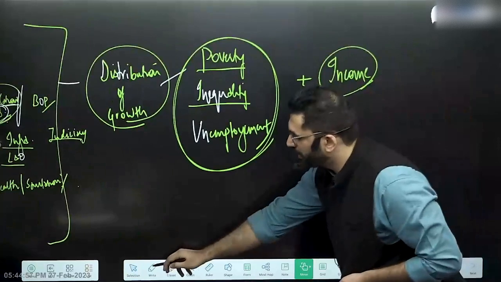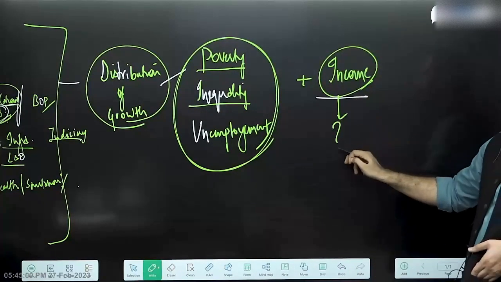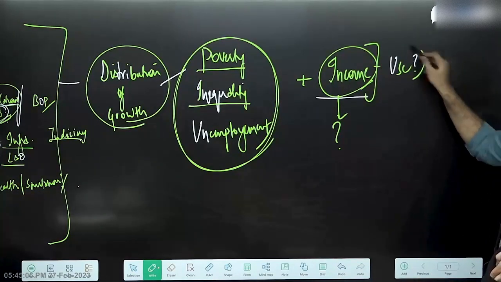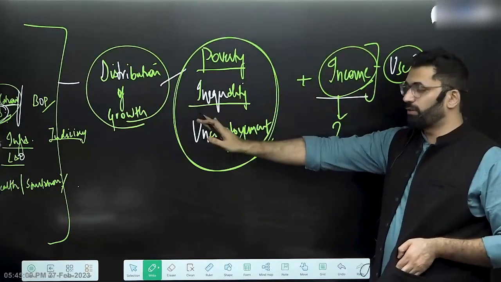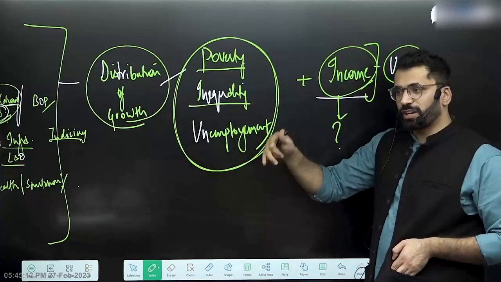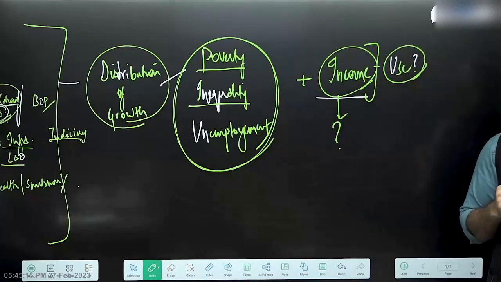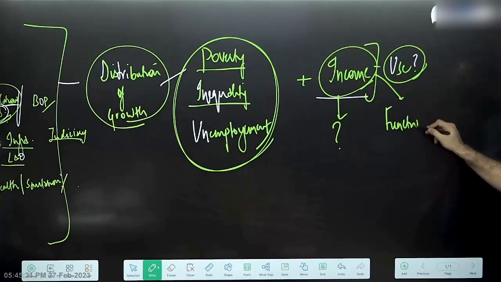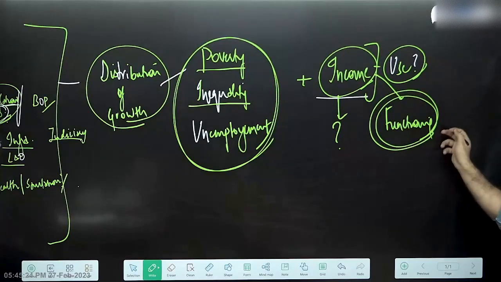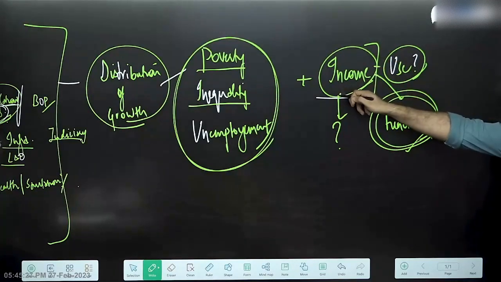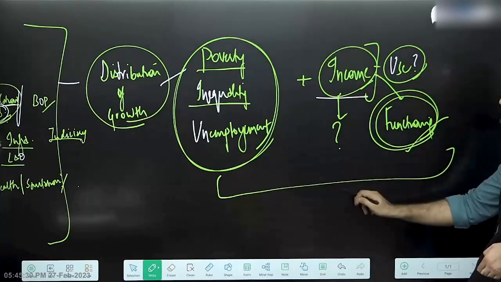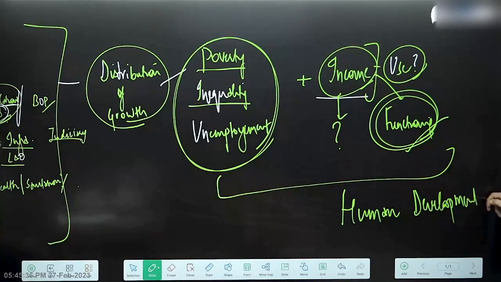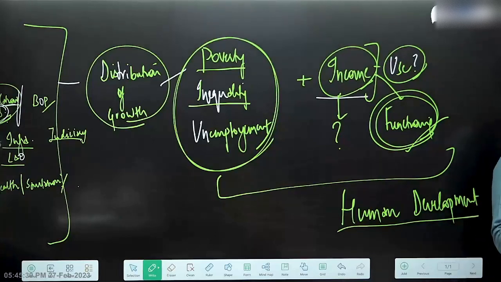Now comes the concept, what are you going to do with this income? What exactly is the use of this income? Even when we are saying the economy is developed, and poverty, inequality, unemployment are also removed, then also can we say that the economy is developed, or whether we have development in a holistic manner? It all depends on what the functioning of this income is, that what exactly are you able to do with that income. This is where we have the concept of human development.